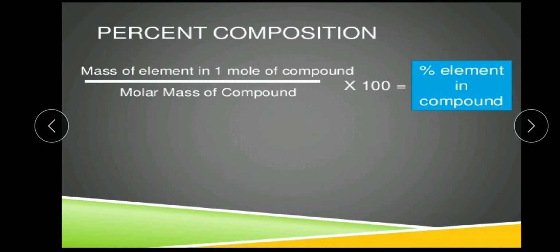Percentage composition is calculated by this formula: mass of element in 1 mole of compound divided by molar mass of compound, times 100. It gives the percentage of the element in the compound.